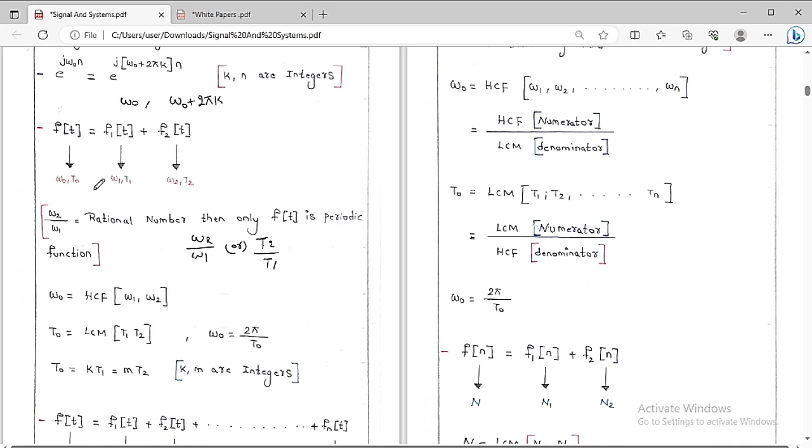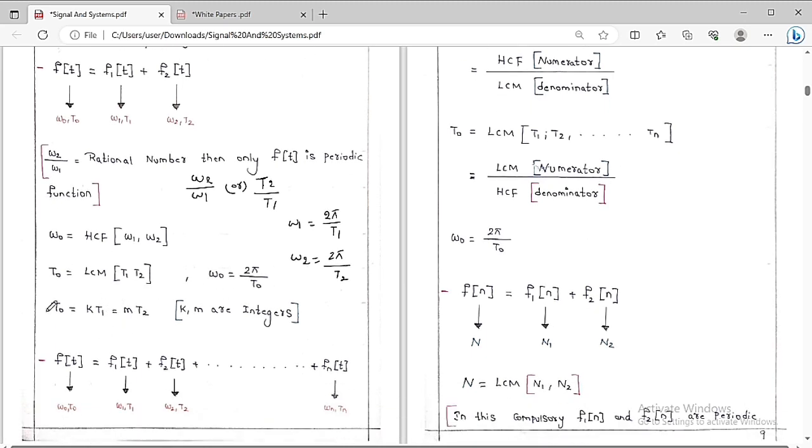Omega naught is the HCF of omega 1 and omega 2, and t naught is the LCM of t1 and t2. Omega naught is equal to 2 pi by t naught. And what is omega 1? Omega 1 is equal to 2 pi by t1, and omega 2 is equal to 2 pi by t2. So these 2 points always you have to keep in your mind.